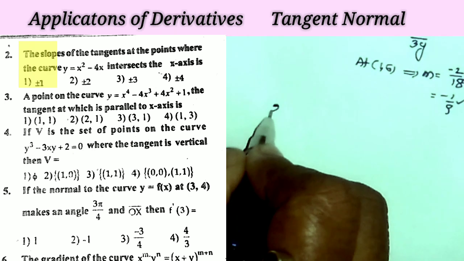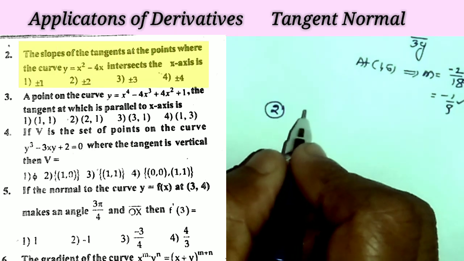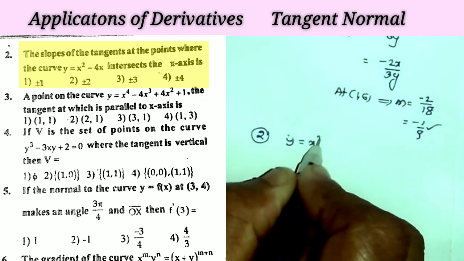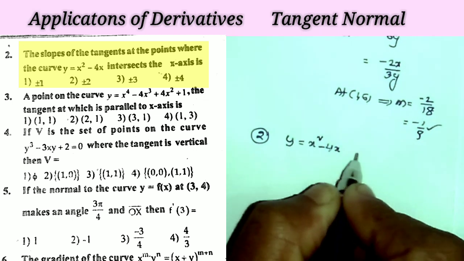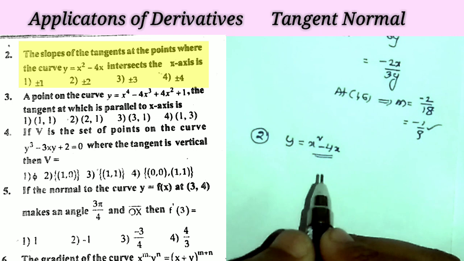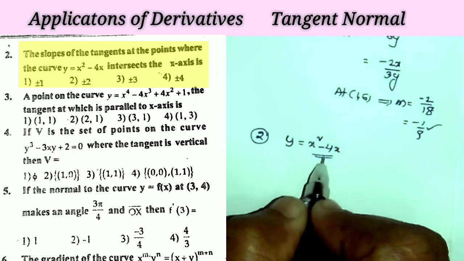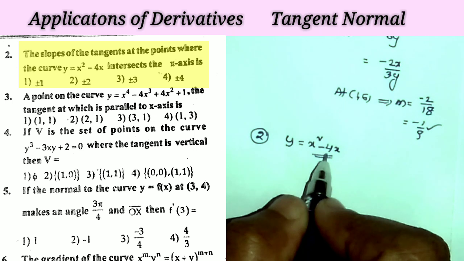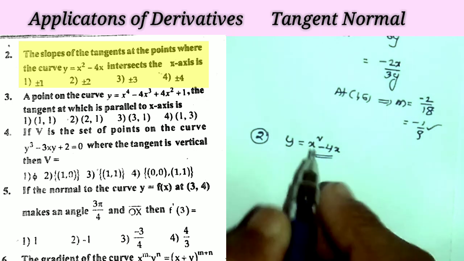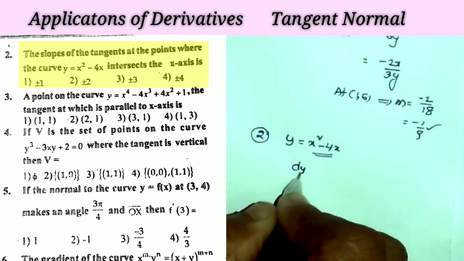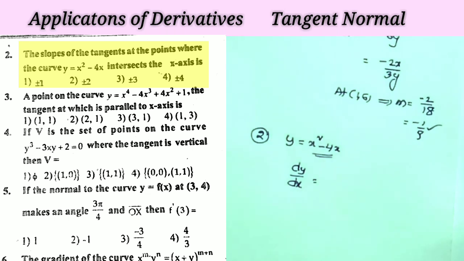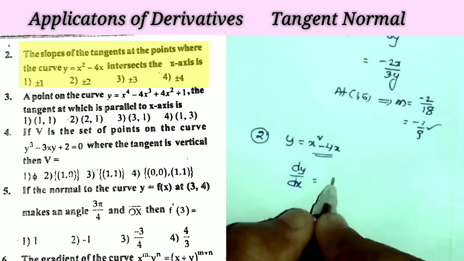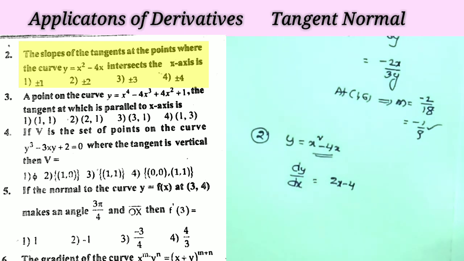And the second question: the slope of the tangents at the points where the curve y is equal to x square minus 4x intersects the x-axis. Find the slopes of the tangents at the points where the curve intersects the x-axis. Slope of the tangent means what? We take dy by dx. That is dy by dx is equal to 2x minus 4.